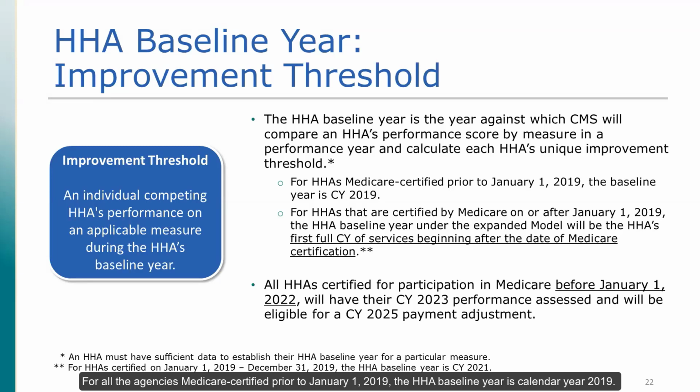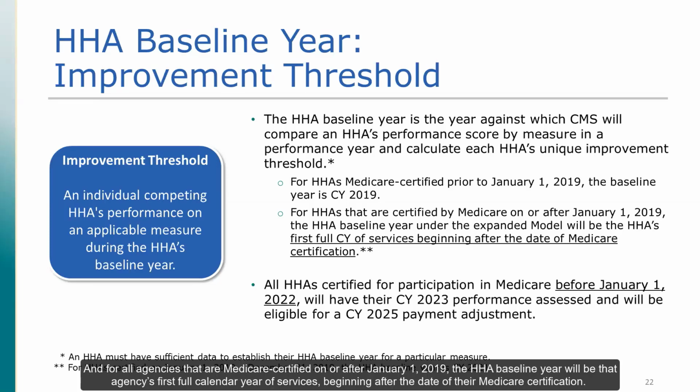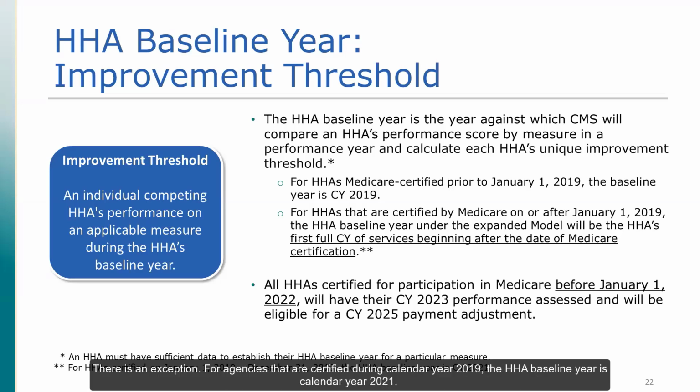For all the agencies Medicare certified prior to January 1st, 2019, the HHA baseline year is calendar year 2019. And for all agencies that are Medicare certified on or after January 1st, 2019, the HHA baseline year will be that agency's first full calendar year of services beginning after the date of their Medicare certification. There is an exception for agencies that are certified during calendar year 2019. The HHA baseline year is calendar year 2021.